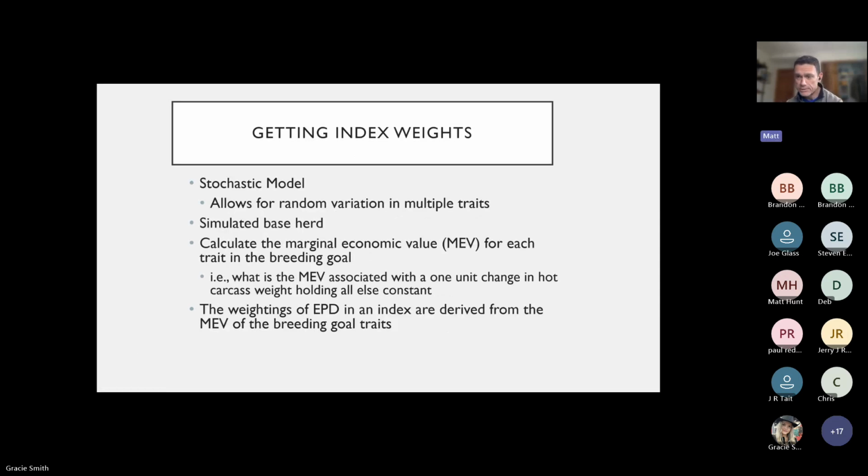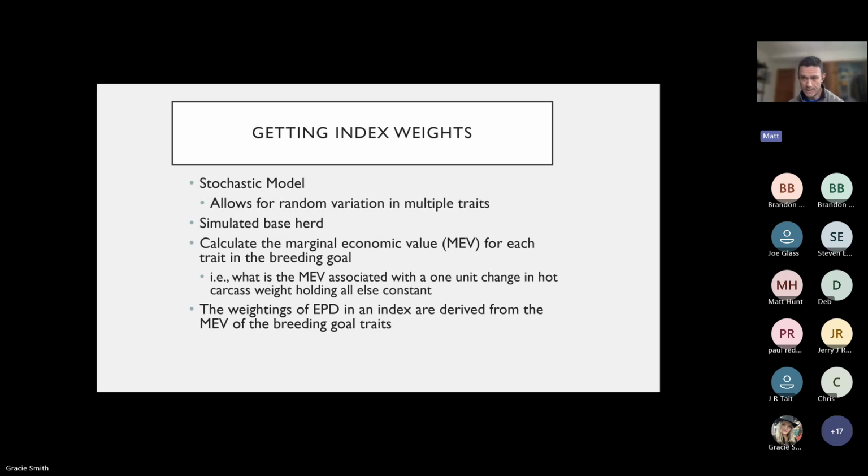So an index is really nothing more than a bunch of EPD weighted by their marginal economic value. So marginally, how important is a 1 unit change in a trait, holding all else constant? That's the marginal bit. The question is, how do we get those weights? There are a lot of different ways to do it. So one way is to do some calculus. Okay, so break out pen and paper and ask, well, what's the partial derivative of the profit equation with respect to a given trait?